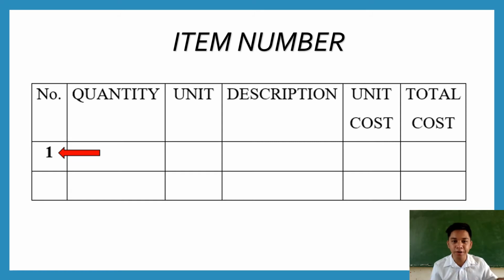Okay, let's start with the first column. The first column is what we call the item number. This is where the items are numbered. Say we have 2 items to request. Thus, we should put 1 and 2 in this column. If you have 5 items to request, then you will just write 1, 2, 3, 4, and 5. So you will itemize the materials you want to request. It's very simple, right?